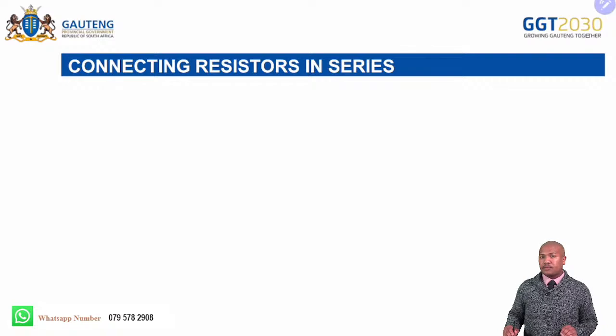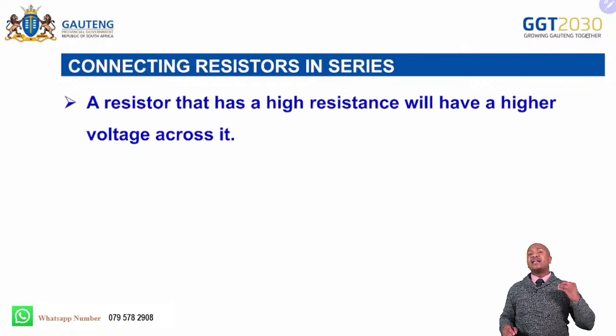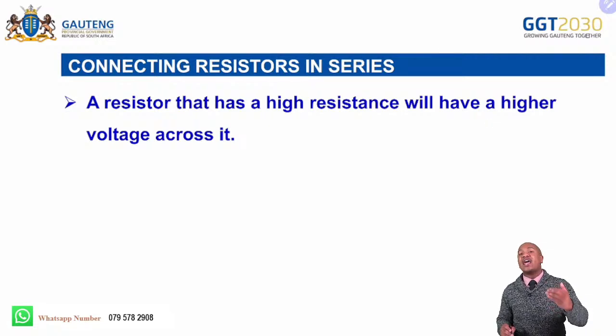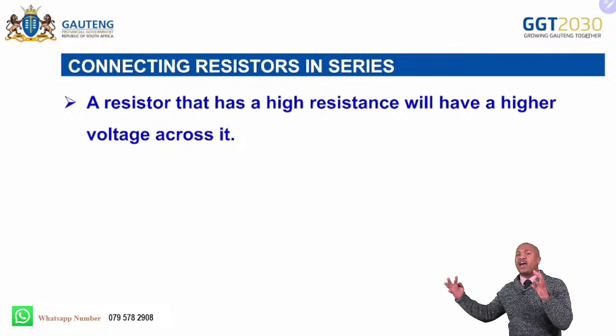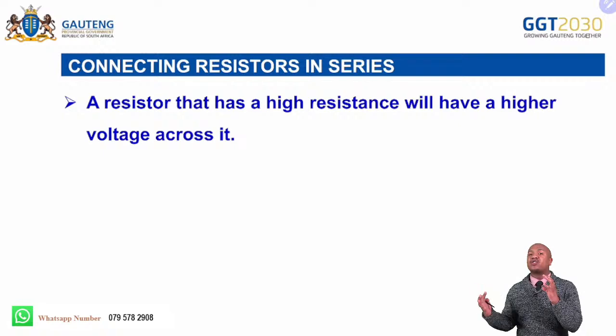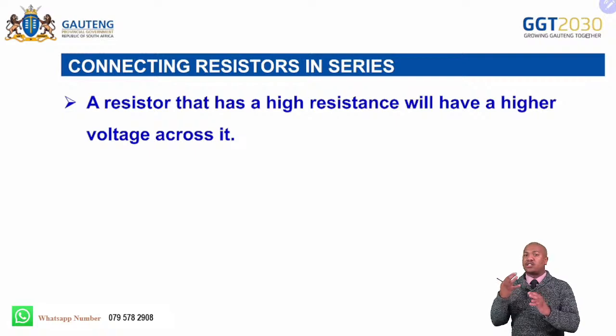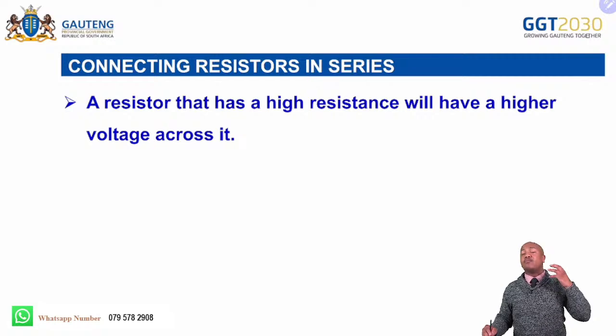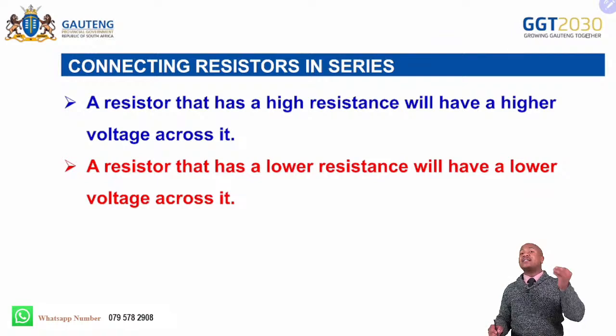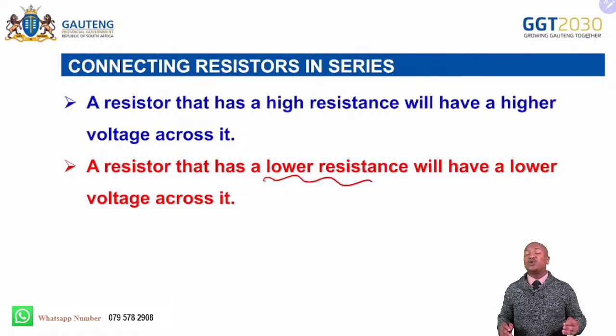Moving on. We said that a resistor that has a higher resistance will have a higher voltage across it, right? As it has more resistance, it will have higher voltage across it because it is working against a lot of electrons, as it is trying to resist the flow of current. So as it has more resistance, it's going to have higher voltage across it.